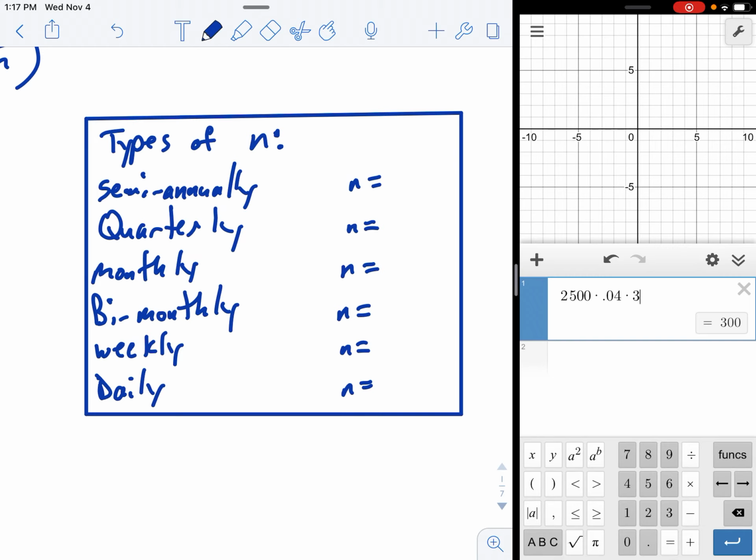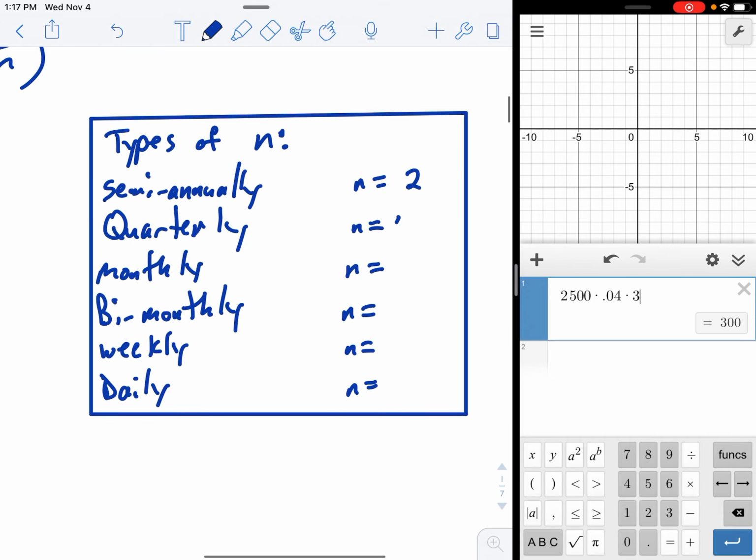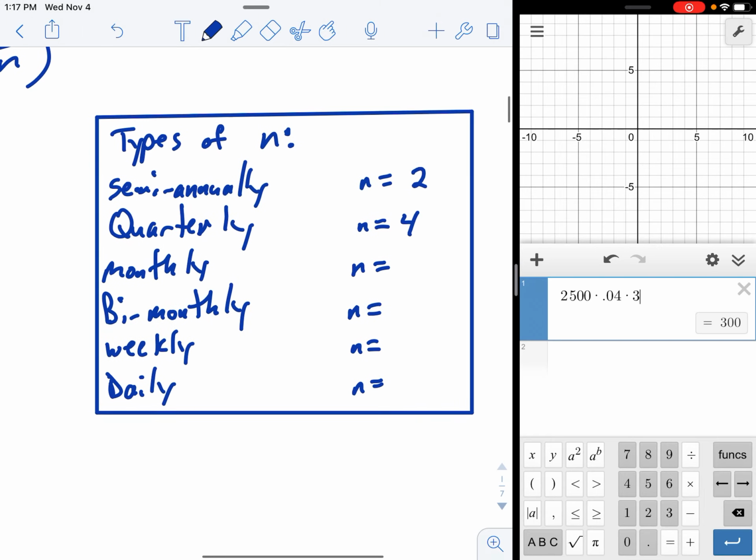Semi-annually. Semi means half, annually means year. Every half a year means twice a year interest is calculated. Quarterly is every 3 months, so 4 times per year interest is calculated. Monthly interest is calculated 12 times a year, right? 12 months in a year.